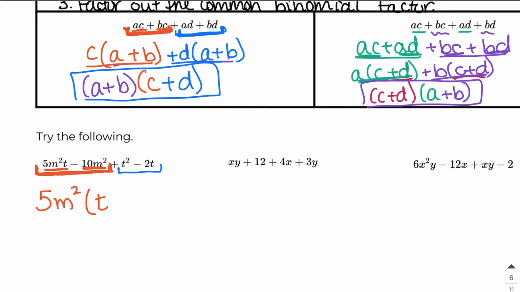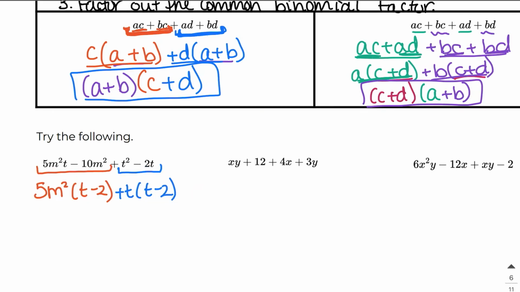When I factor it out of the second term, I have a negative 2 left over. Okay? In the next expression that we have here, there is a t in common with the t squared minus 2t. So I'm going to write plus t. And then when I factor it out of the first term, I've got t. And when I factor it out of the second term, I have a minus 2.